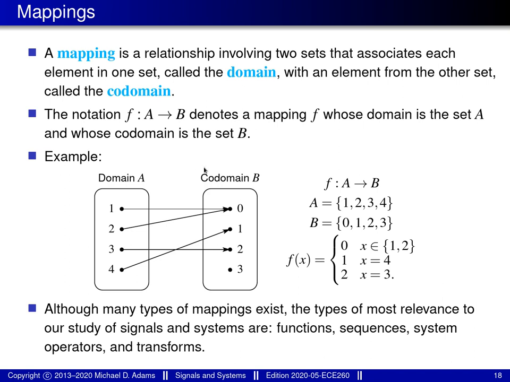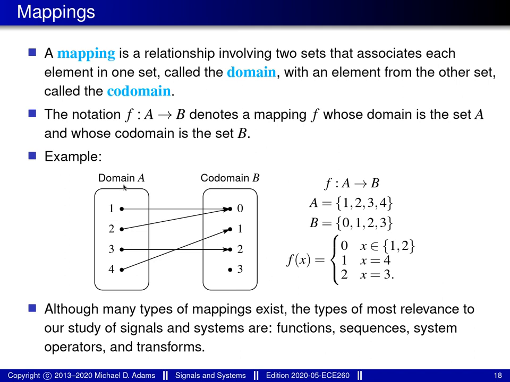So suppose that we have a mapping F, which maps elements in the set A to elements in the set B. So A is the domain, B is the codomain. And suppose A is the set of integers 1, 2, 3, 4, and suppose B is the set of integers 0, 1, 2, 3. And then the mapping F is defined by this equation here.